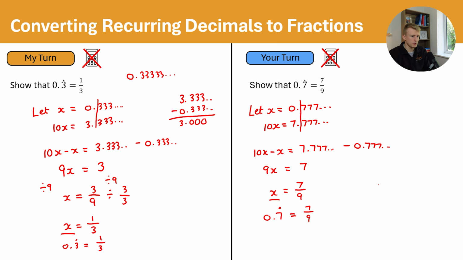And what you'll notice is there's a bit of a recurring pattern with these. 0.1 recurring is 1/9. 0.2 recurring is 2/9. 0.3 recurring is 3/9, which we simplified to 1/3. But hopefully you can see that recurring pattern.